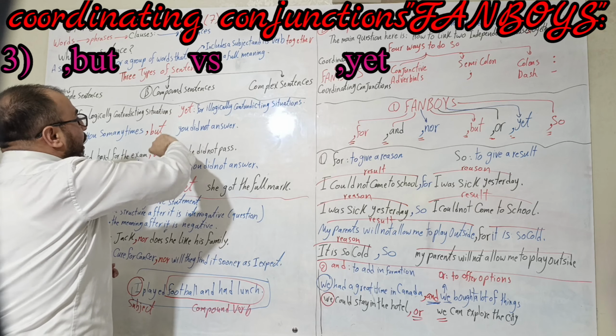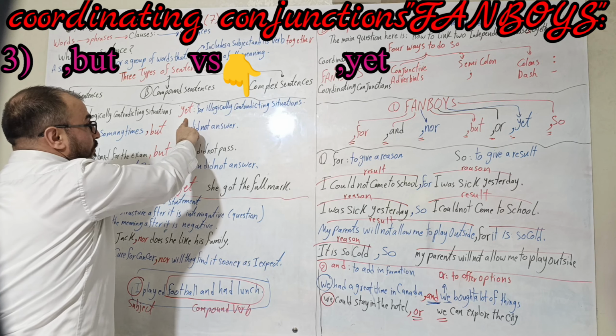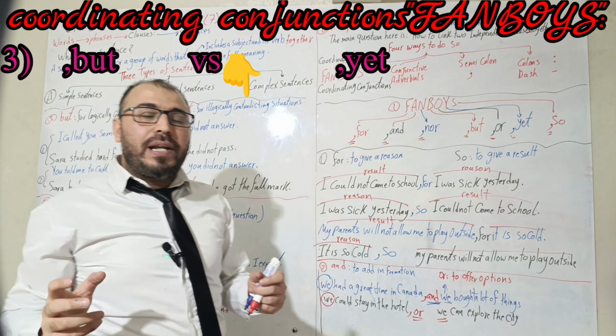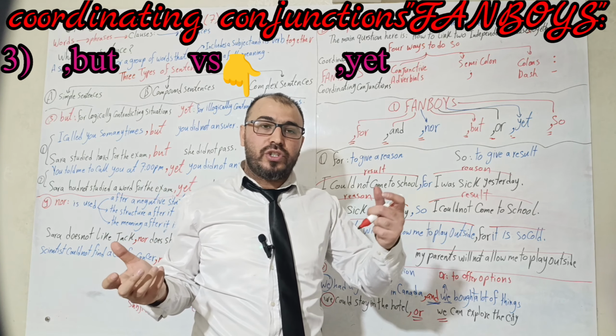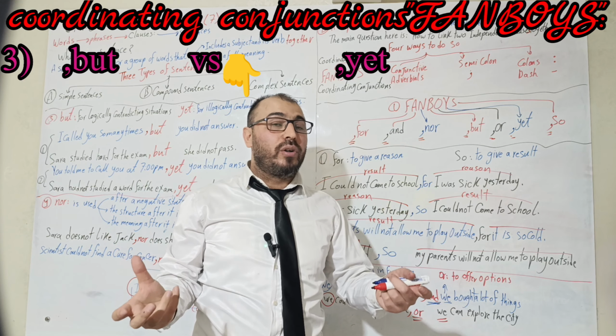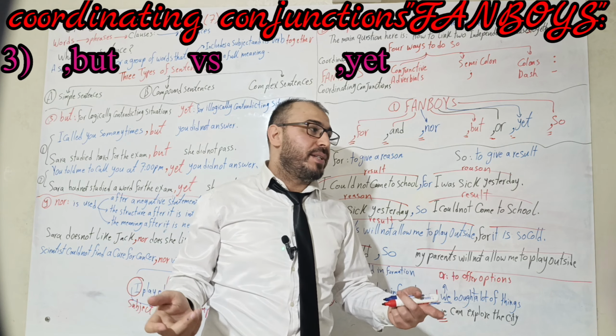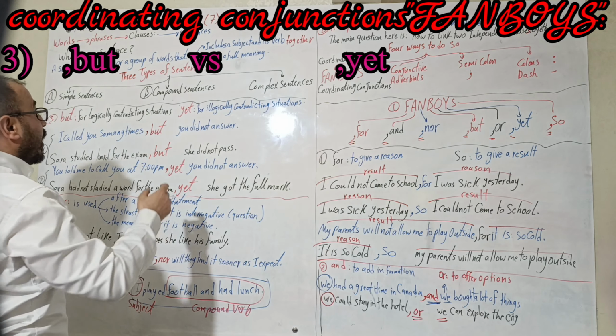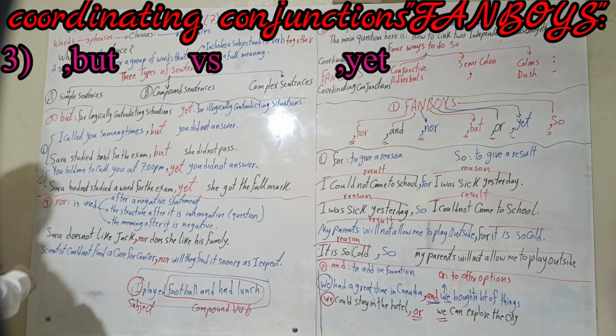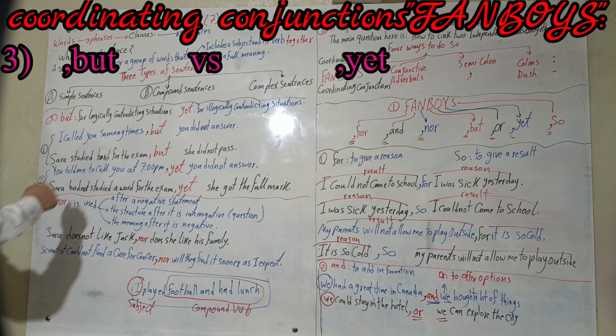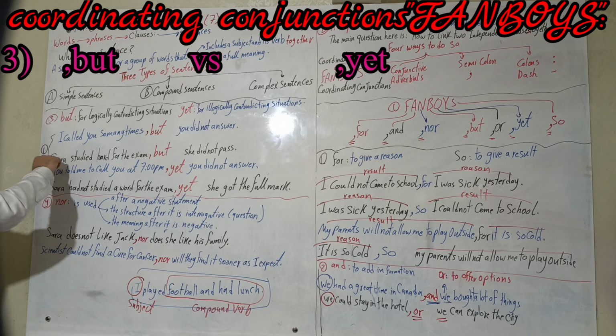But on the other hand, when I use yet, I here explain the contradiction between two situations which is not logical, which is not expected, which is strange a little bit. In here, my friend, I use yet. Let me give you these two sets of examples. I'll start with the first one.